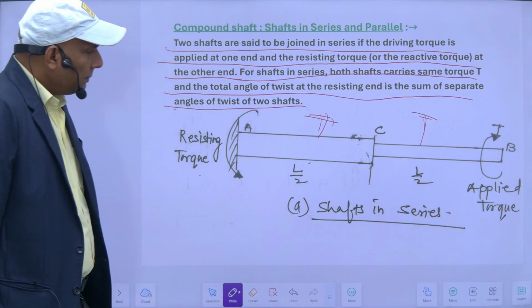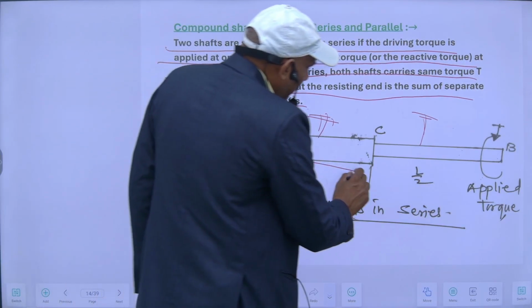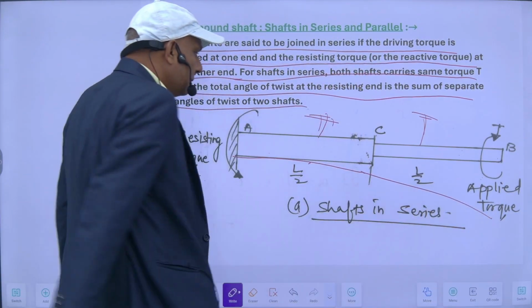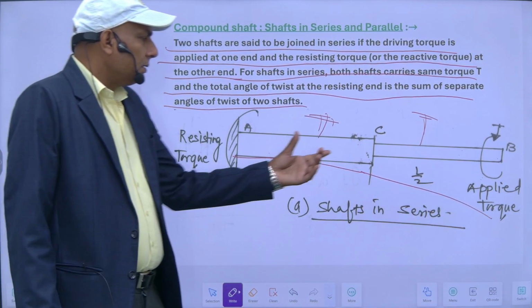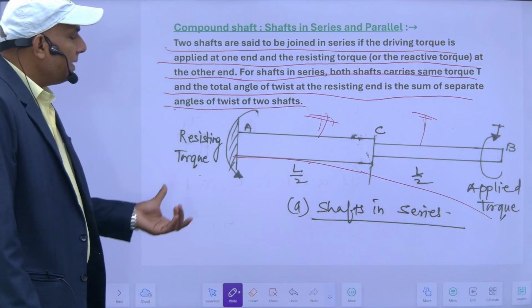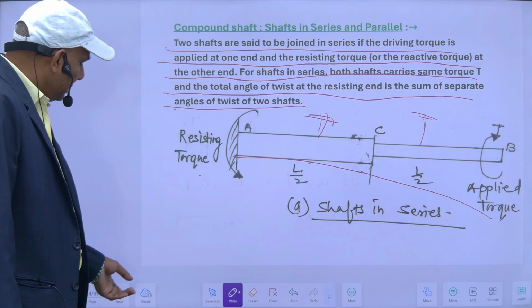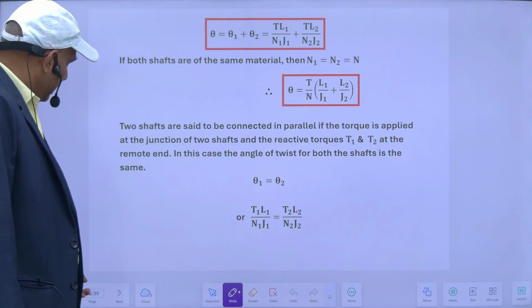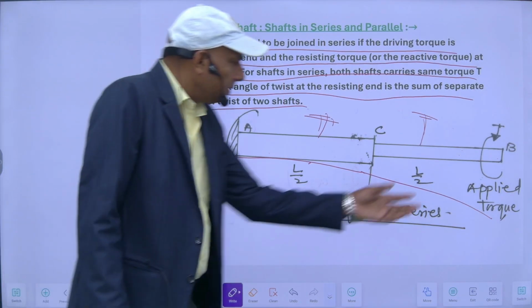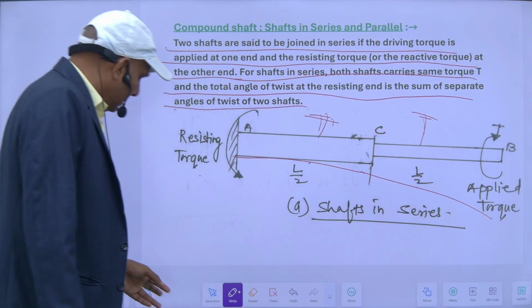It means my total angle of twist here will be this plus this. And torque is constant here. So this is the case of shaft in series. Another is here, my theta will be theta 1 plus theta 2.